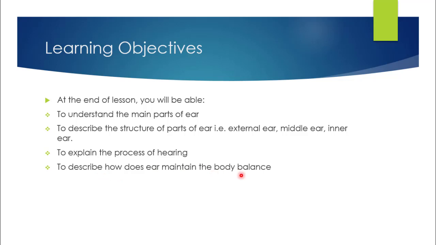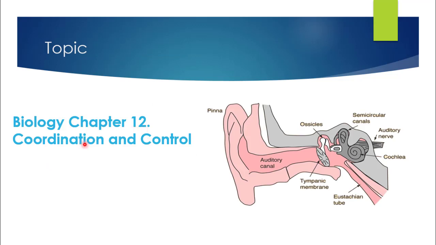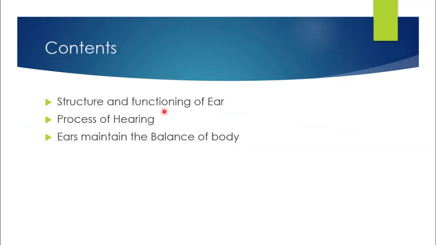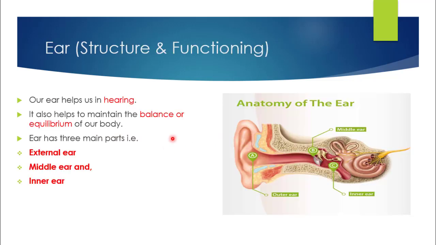So let's start our topic, that is chapter number 12, coordination and control. This chapter is already under discussion. In the previous lecture, you have studied about the receptors in humans, and the ear is one of the important receptors in our body. The main contents of our topic are structure and functioning of the ear, process of hearing, and how the ear maintains the balance of the body. So let's start our topic, that is the ear, its structure and functioning.